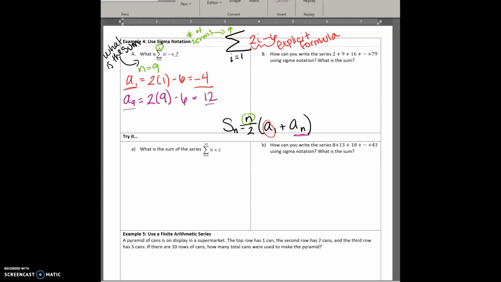So now we have the last term. We know what the n is, so now we can go ahead and plug in. S of n, which is S of 9, equals n divided by 2, so 9 divided by 2, times the first term, negative 4, plus the last term, which we said is 12. And then we simplify. So negative 4 plus 12 is 8, times 9 divided by 2. If we did that in a calculator, we would get 36.